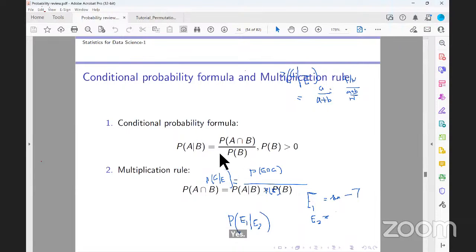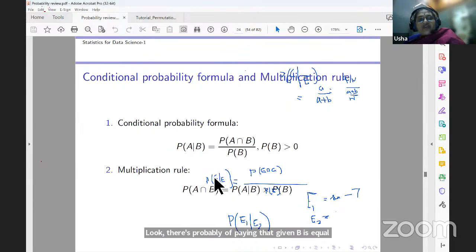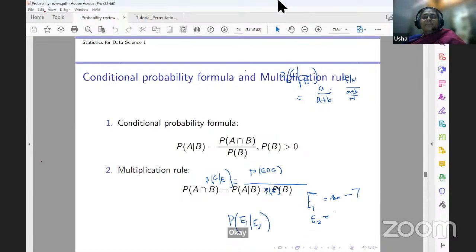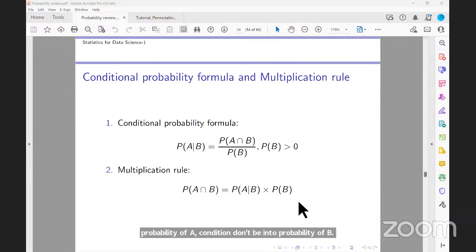So if probability of A given B is equal to this, I can cross multiply these terms to get probability of A intersection B. So probability of A intersection B is probability of A conditioned on B into probability of B. Is this clear?